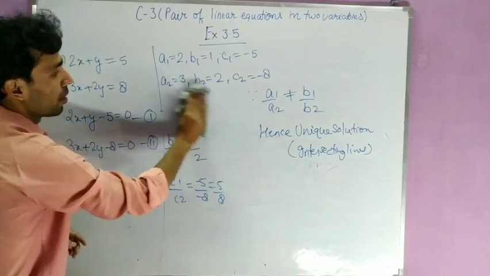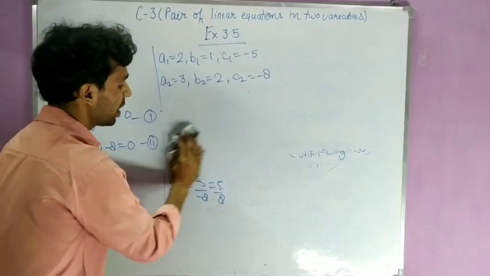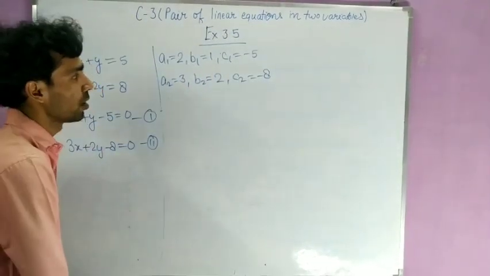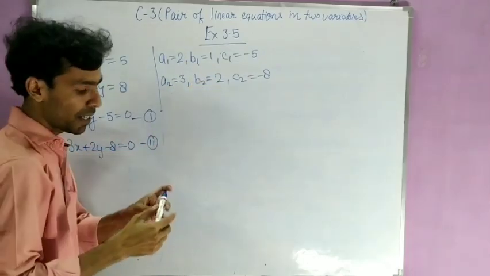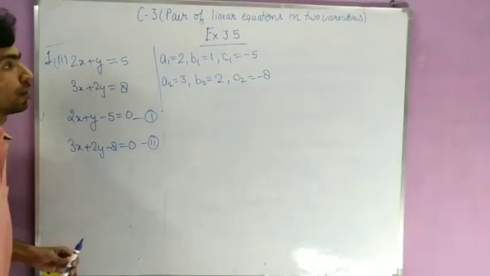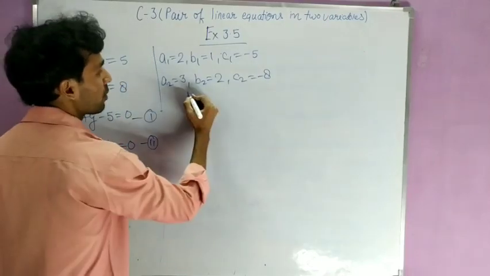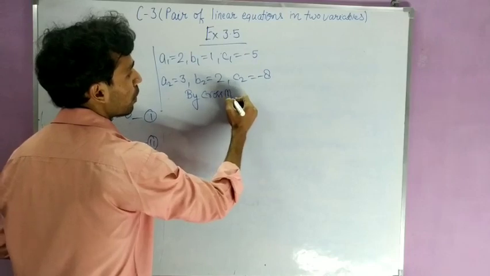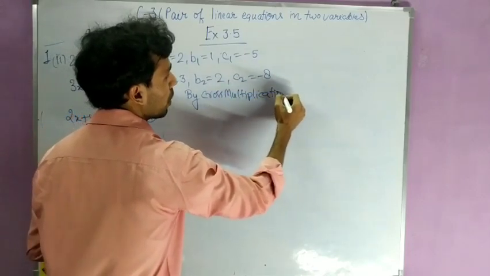Okay. So by cross multiplication we have to solve. You will write up to here and after that you will solve their solution. So see, don't erase that part because it will help to solve the solution by the cross multiplication method.